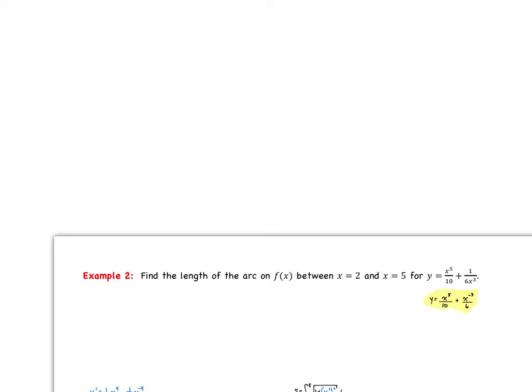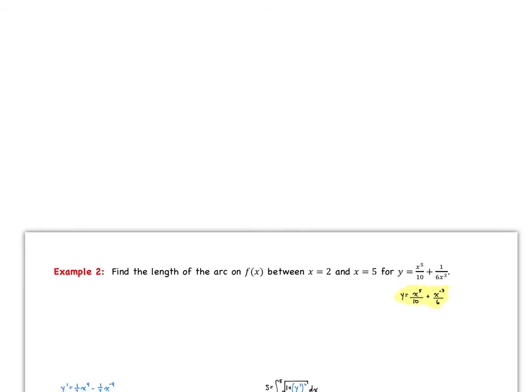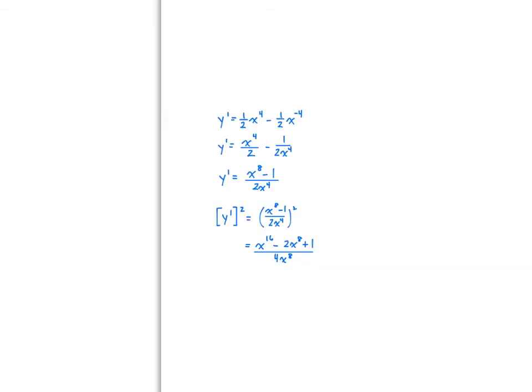Okay, I want you to try this example too on your own, or at least kind of piece by piece. So find the length of the arc of f of x between x equals 2 and x equals 5 for the function y equals x to the 5th over 10 plus 1 over 6x cubed. My hint here, so that we can easily find the derivative, is to rewrite y. So it's x to the 5th over 10 plus x to the negative 3 over 6. So the first thing I want you to do is find the derivative and then square it. And then once you do that, check before we set up our integral.